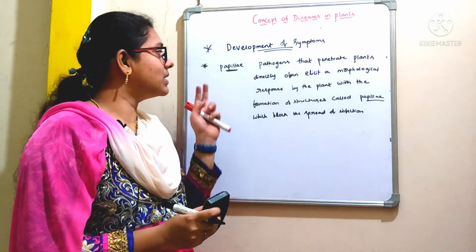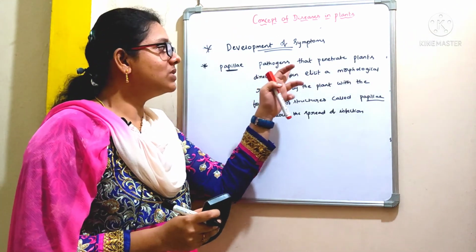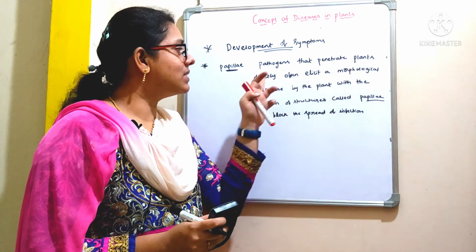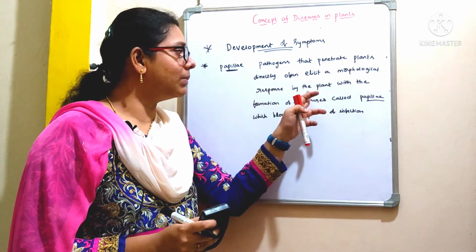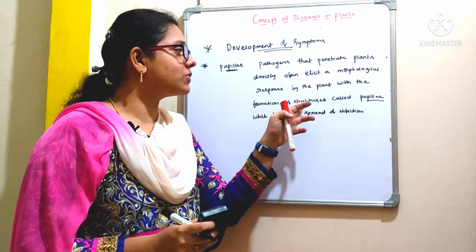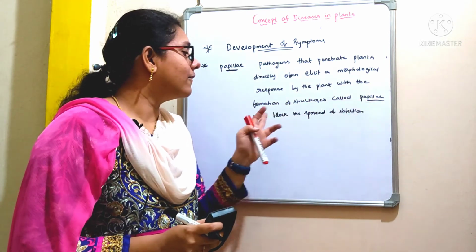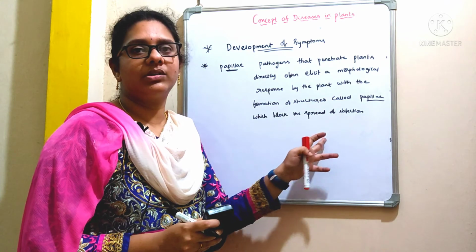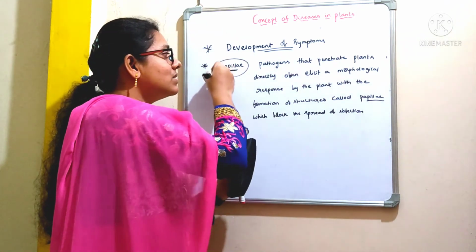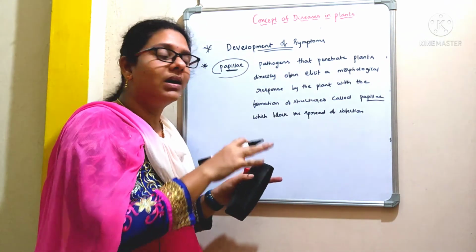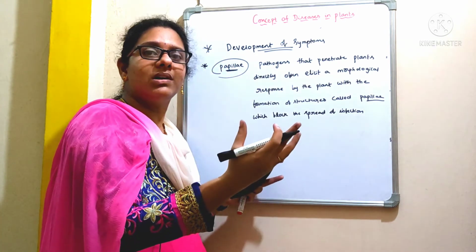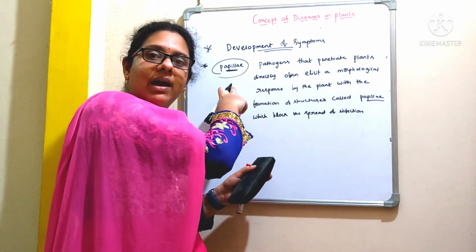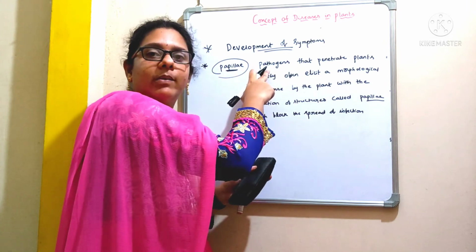And the next symptom is papillae. Pathogens that penetrate plants directly often elicit a morphological response by the plant with the formation of structures called papillae, which block the spread of infection. So these papillae are the structures that are formed in order to prevent the spread of infection. It's a morphological response shown by a plant after the entry of a pathogen.